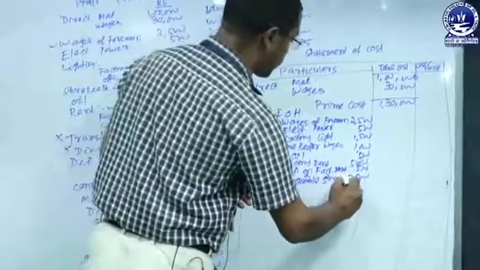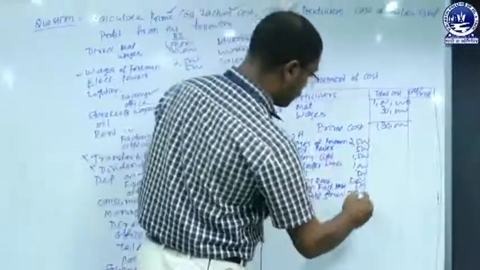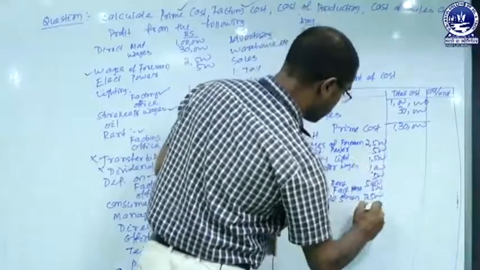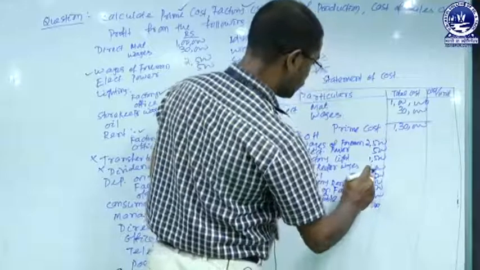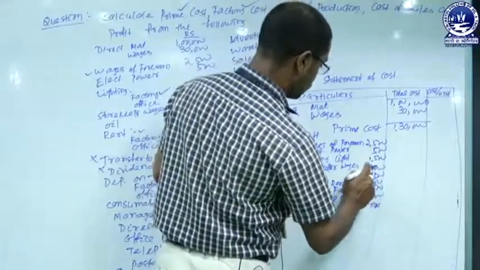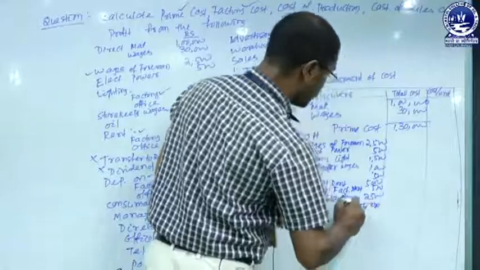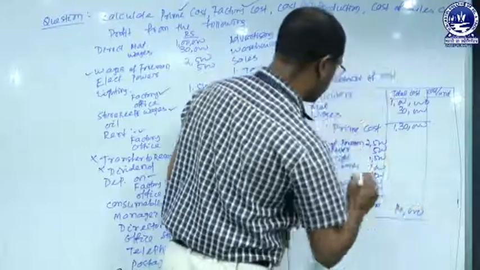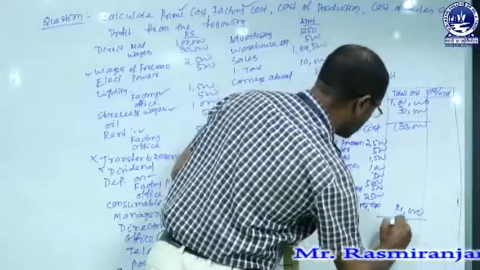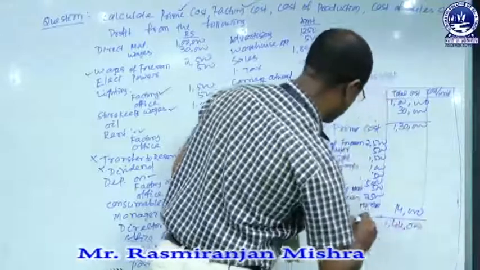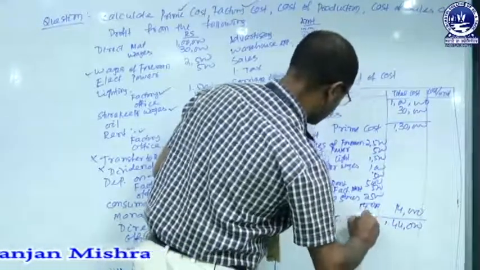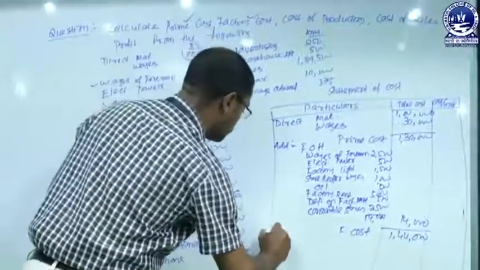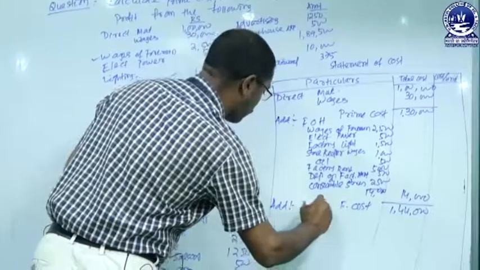So we must add the total amount of factory overhead. The total amount of factory overhead is 14,000. We add this 14,000 with prime cost. The amount of factory cost is 1,44,000. This results in the factory cost. The factory cost is worked out. Then we must add factory cost with administrative or office overhead.